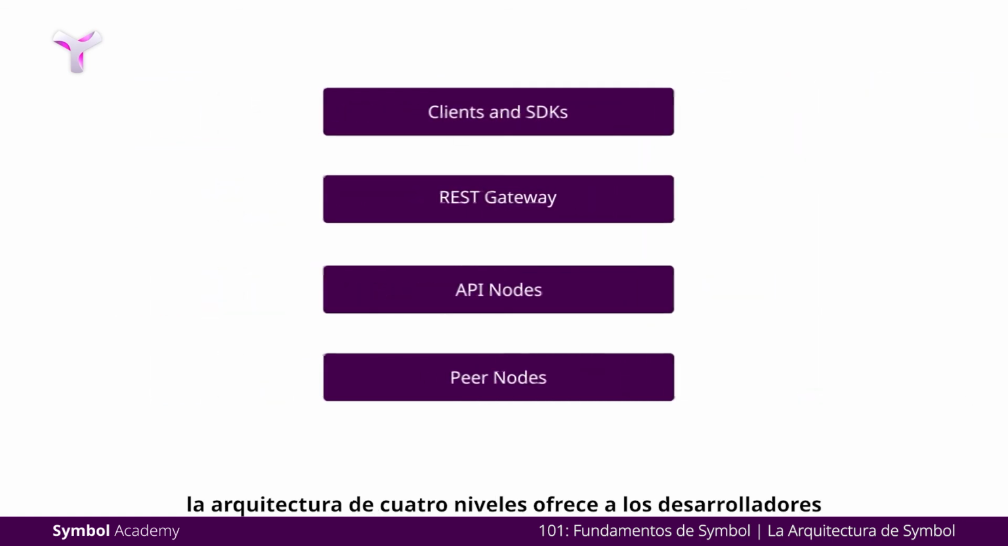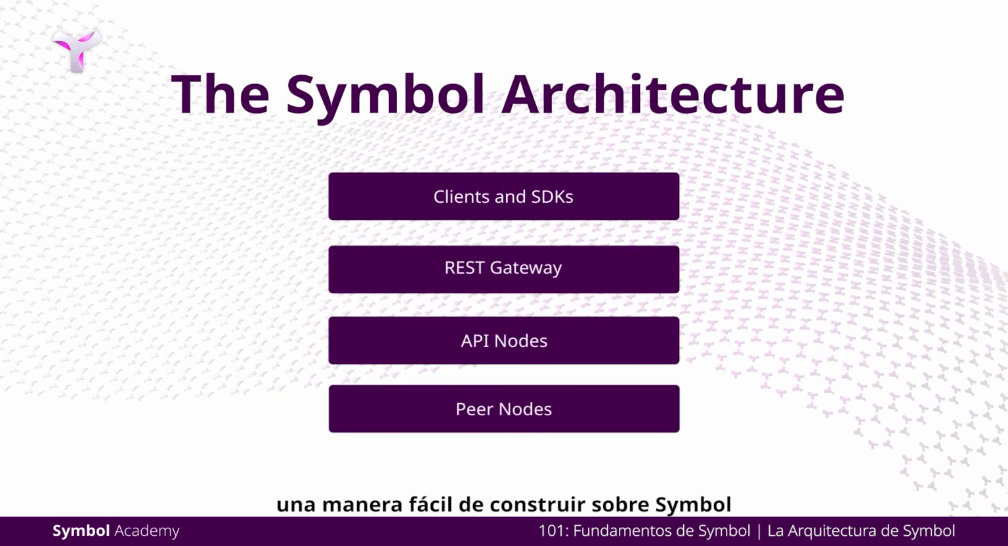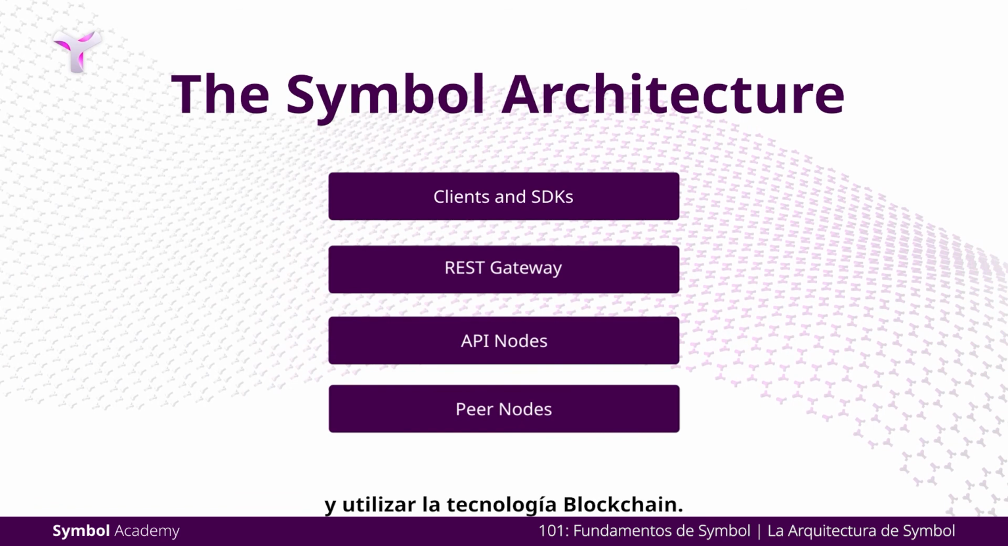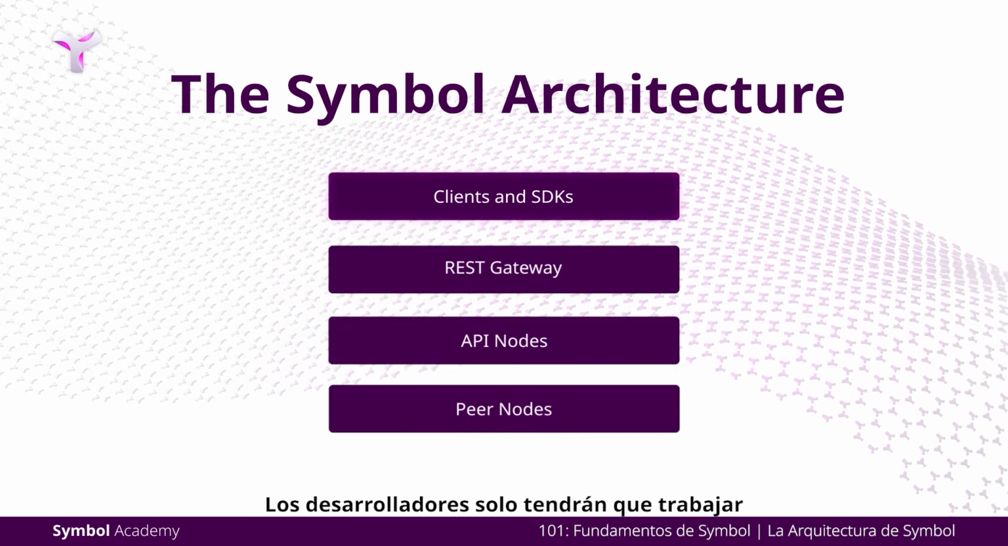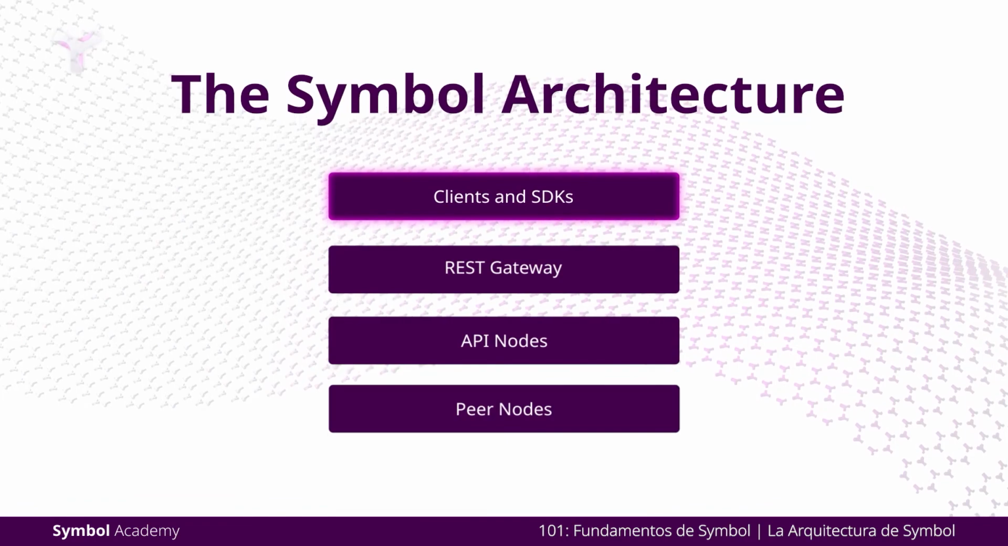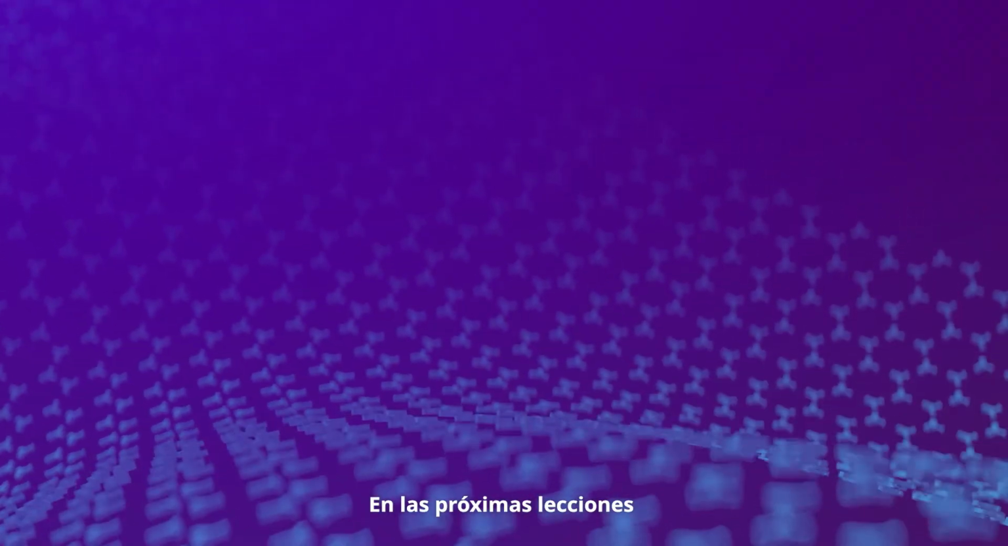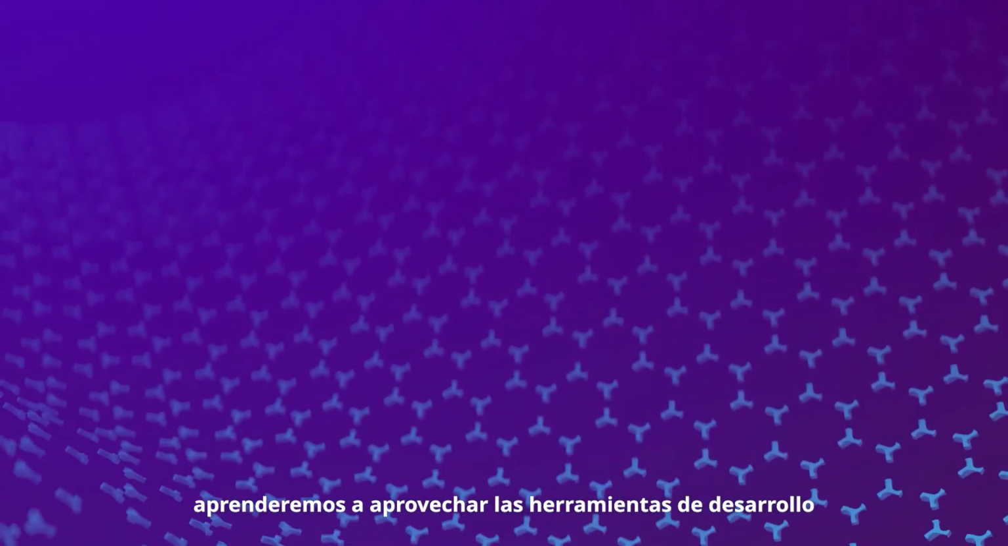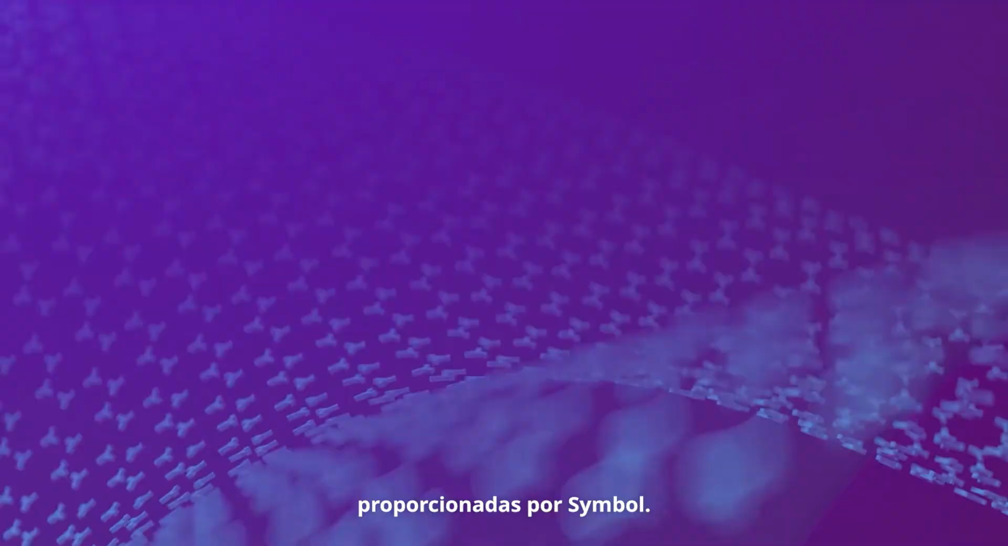As you can see, the four-tiered architecture gives developers an easy way to build on Symbol and utilize blockchain technology. Developers will only need to work on the clients and SDK's tier. In upcoming lessons, we'll learn how to take advantage of development tools that are provided by Symbol.